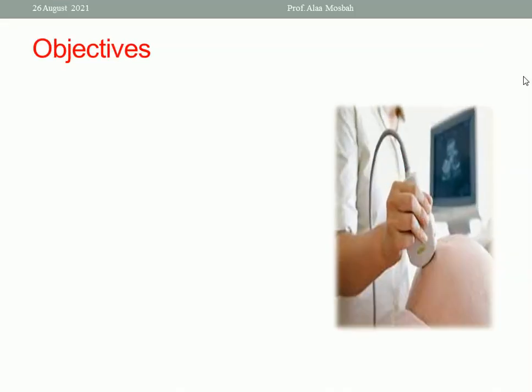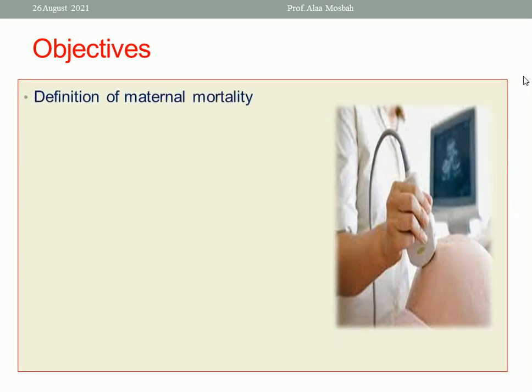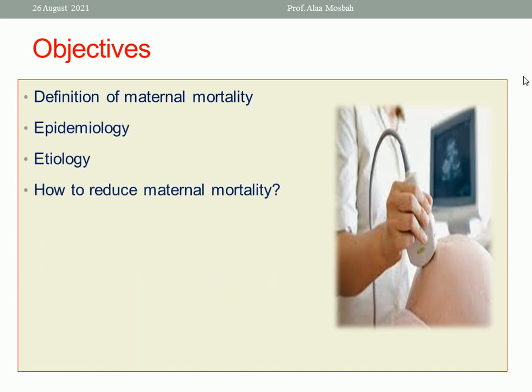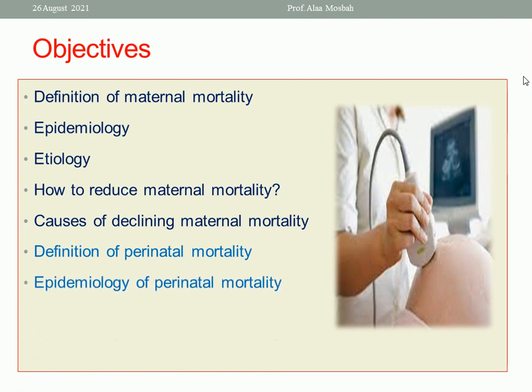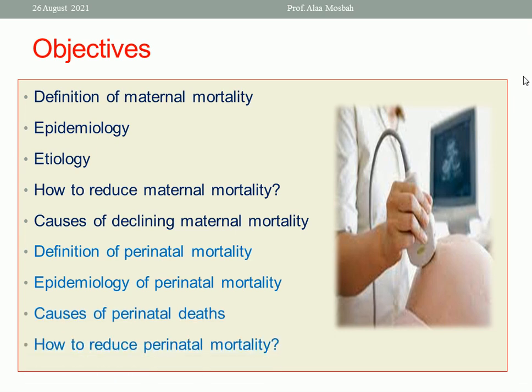So what we wanted to discuss today: the definition of maternal mortality, the epidemiology, etiology, how to reduce maternal mortality, causes of declining maternal mortality over the past years. Then we are going to discuss the definition of perinatal mortality, the epidemiology of perinatal mortality and its causes, and how to reduce perinatal mortality.